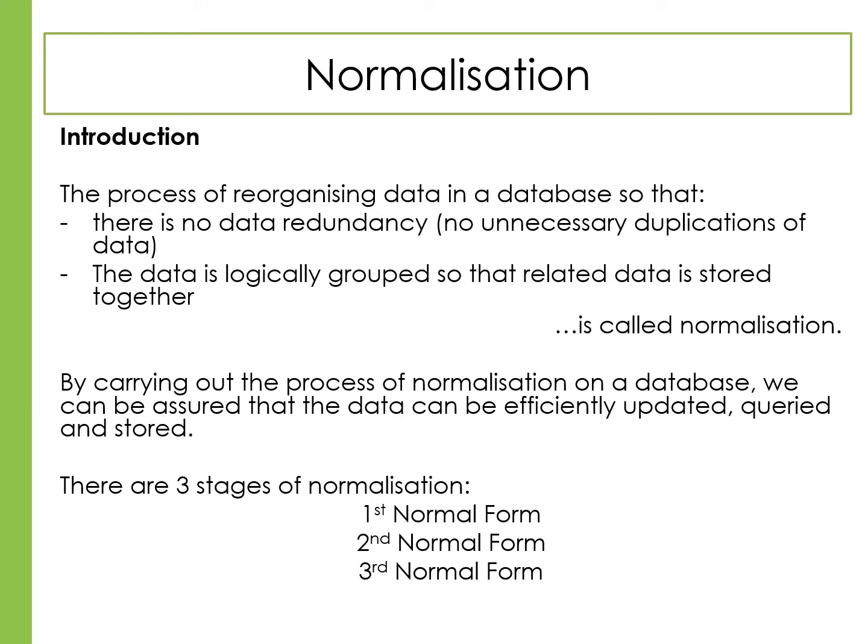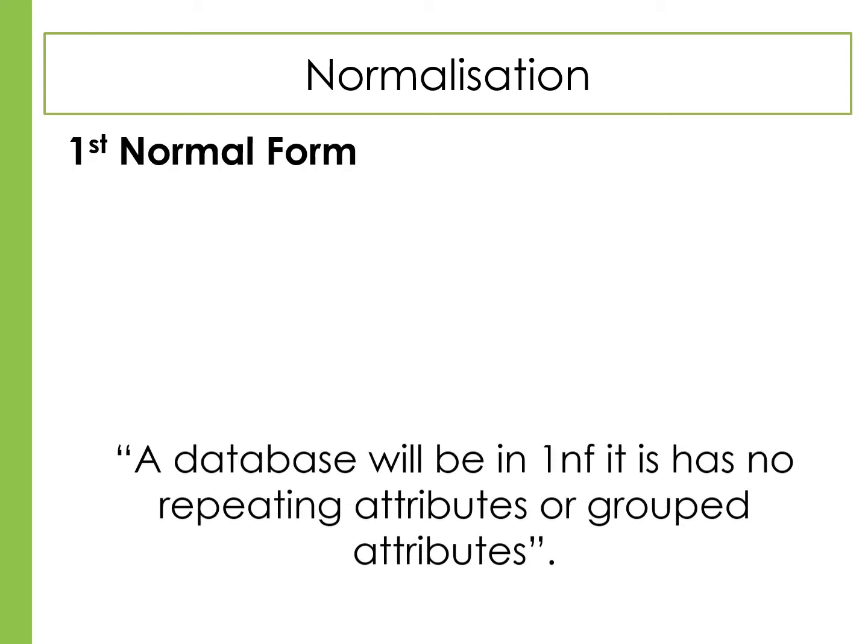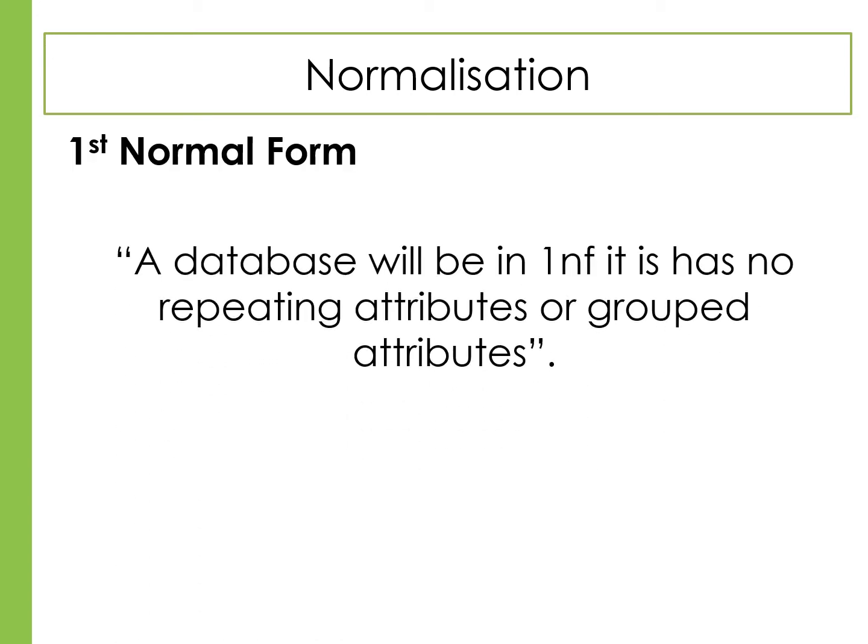When we carry out the process of normalization on a database, we can be ensured that the data can be efficiently updated, queried and stored. And there are 3 different stages of normalization: first normal form, second normal form and third normal form. In first normal form, a database will have no repeating attributes or grouped attributes.